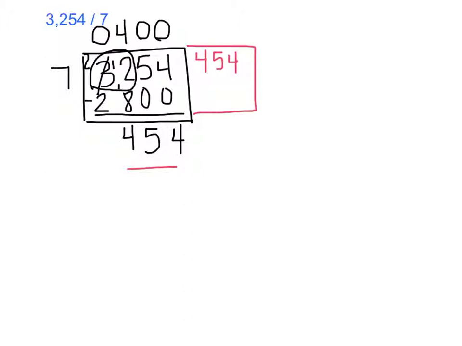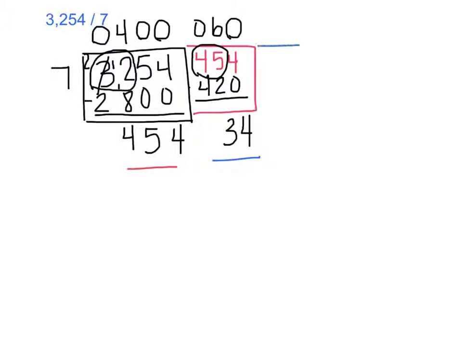And repeat. 7 cannot go into 4. 4 is just too small. So you're going to circle the 4 and the 5. 7 can go into 45 6 times without going over. Don't forget your 0 buddy. 60 times 7 is 420. Subtract. Bring down any remainders. 34. 34 is not smaller than 7, so you're going to have to draw another box and put 34 inside of the box.